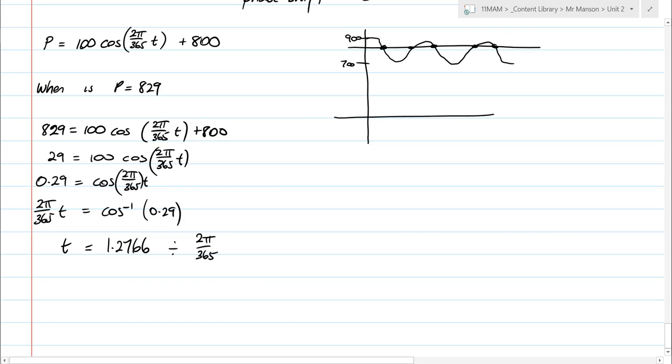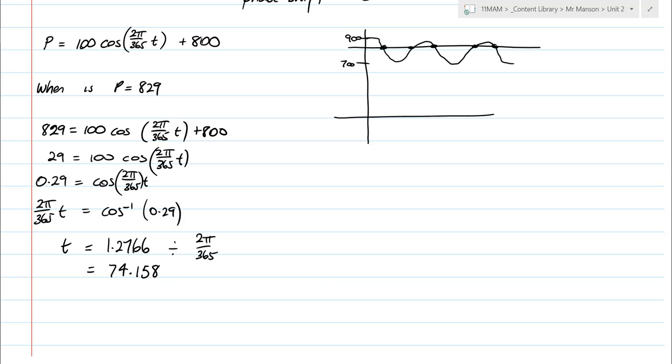So I divide it by 2 times shift pi, 5, and that gives me 74.158, which I'm really happy with because 829 bird population is before the midline on my graph, so I'm expecting it to happen in the first quadrant, and 74 or 75 days is after that first quadrant. Oh, sorry, before the end of the first quadrant, it's before a quarter of a year.